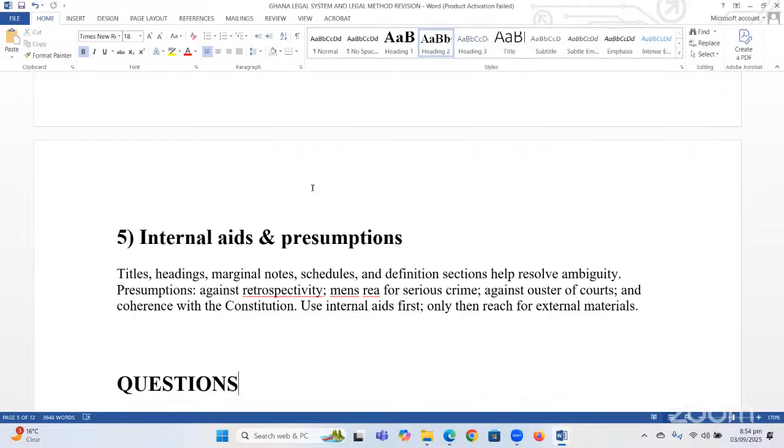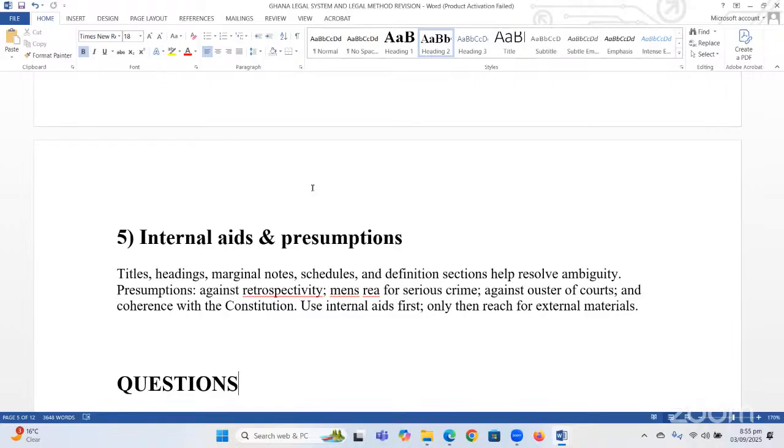Then we also have the internal aids of interpretation and also presumptions. These have also been discussed extensively, but because we are not sure whether these will come in exams or not, we'll not waste time on them, except that if you are talking about the internal aids, the legislation has its own parts: the titles, the headings, the marginal notes, the schedules, and definitions. They help in resolving ambiguity. Not too long ago, I think one of you referred us to the interpretation section of the Rent Act, because it is supposed to provide assistance in understanding or interpreting the provisions of that particular legislation. But as I said, we'll not belabor the point. If you're interested, you can read more about them in the textbook. Then we also have presumptions.